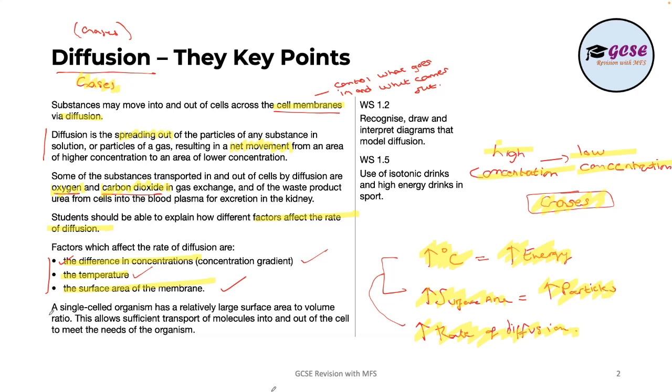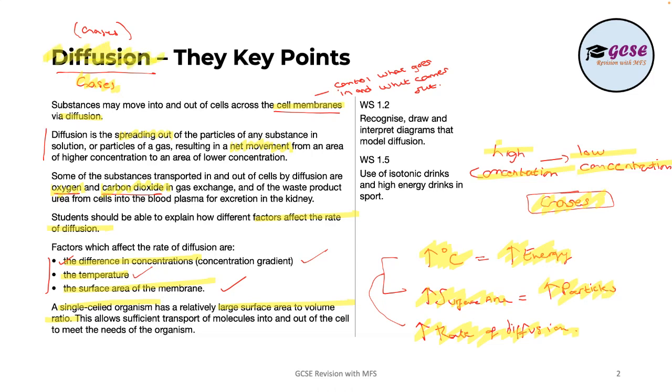Okay, now single cell organisms have a high surface area to volume ratio, and that allows them to do many things more efficiently, such as transport molecules, absorb gases, release gases, and all that sort. Okay, so these are the key points on diffusion.